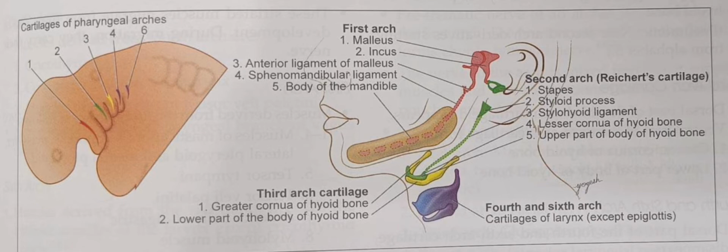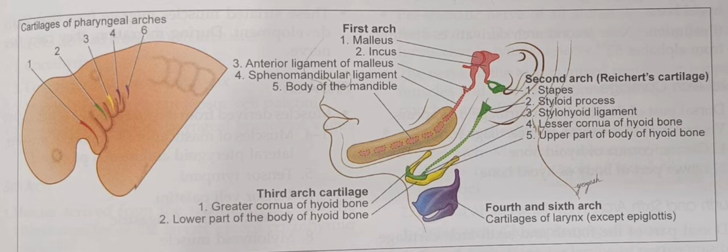Now the third arch is related with the stylopharyngeus muscle. Fourth arch is related with cricothyroid, constrictors of pharynx, muscles of palate except the tensor veli palatini. Sixth arch is intrinsic muscles of larynx except cricothyroid. So these are all the muscles related with the pharyngeal arches.